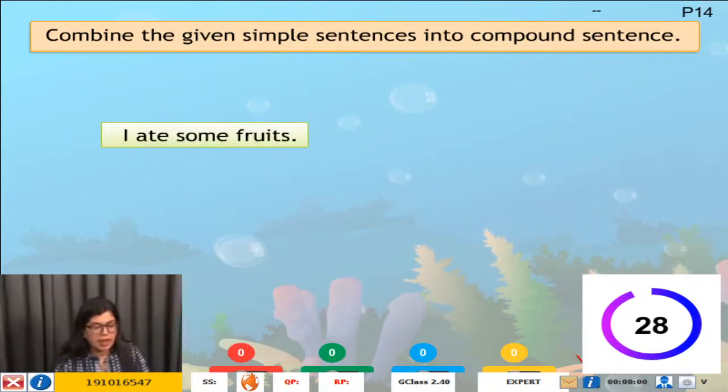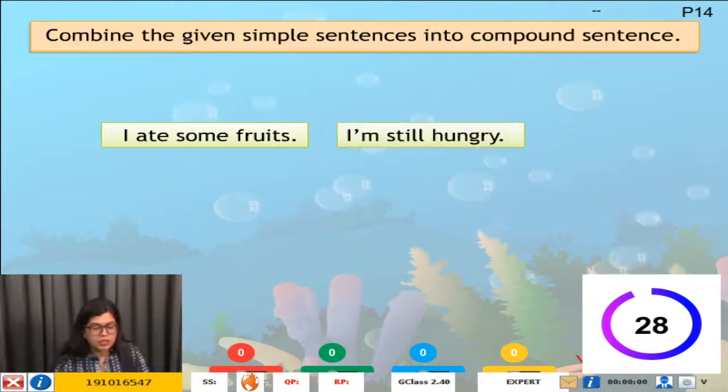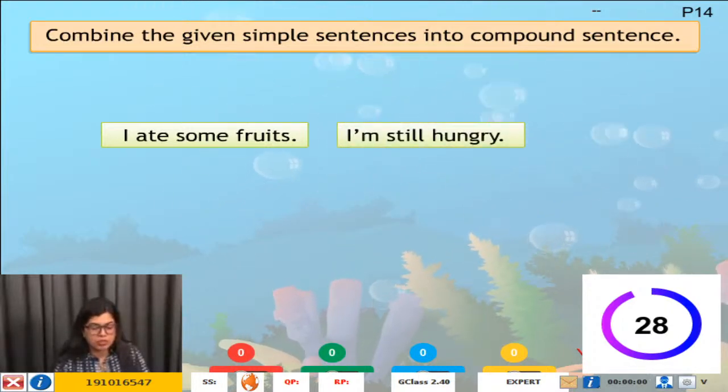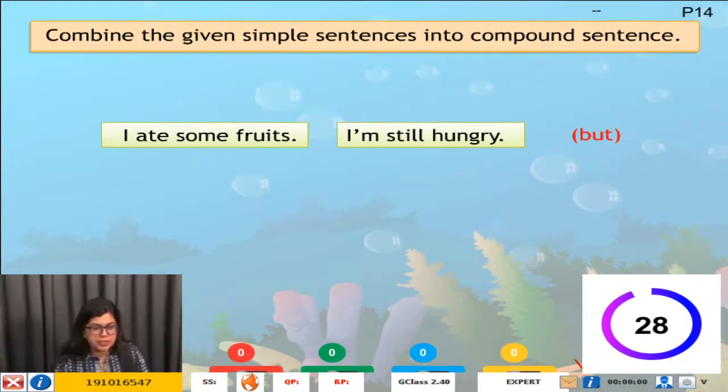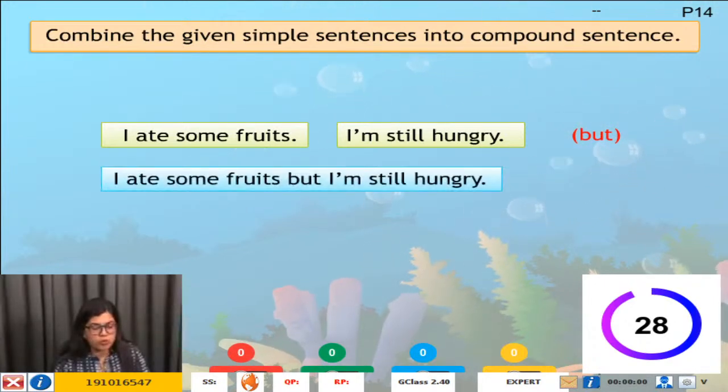Then next, I ate some fruits. I am still hungry. So we have the conjunction "but" here. So let us see how to join. So, I ate some fruits, but I am still hungry.